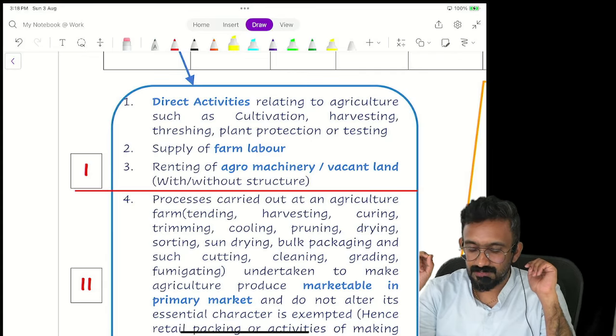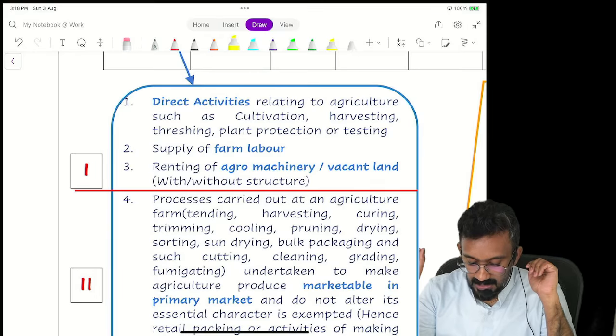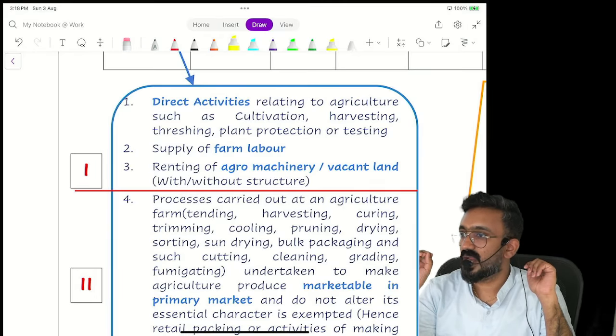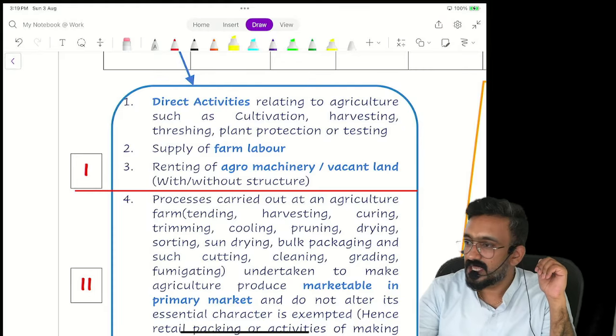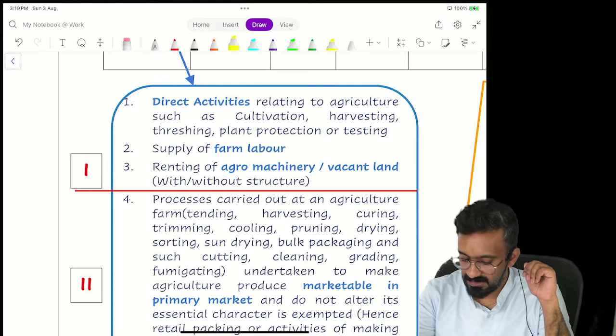Second. Okay. Third one. Renting of agro machinery. What is an agro machinery? Tractors, harvesters, fertilizers. There are so many machineries that are available. If you rent that to somebody, it would be exempted.